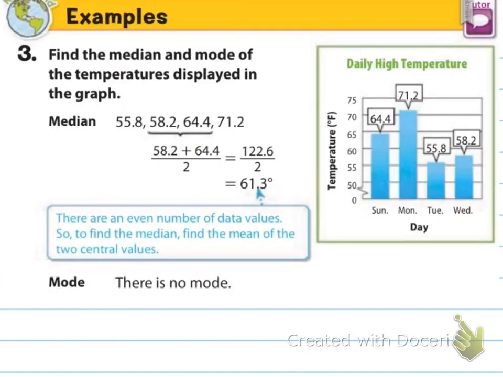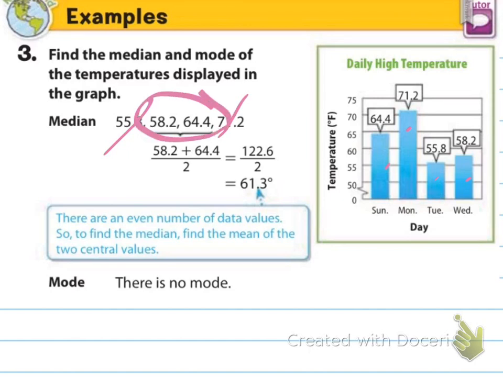Example number 3 says find the median and mode of the temperatures displayed on the graph. So we give the median, okay, we've got our things in order. It goes 55.8, 58.2, 64.4, and 71.2. We do tag, you're it, and we end up with 2 in the middle.